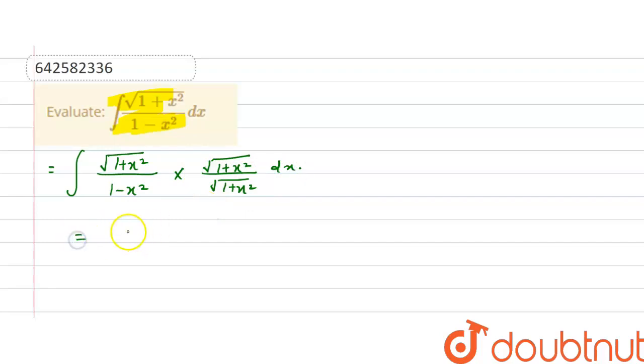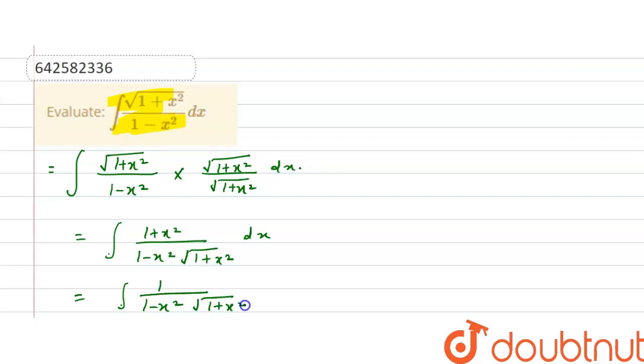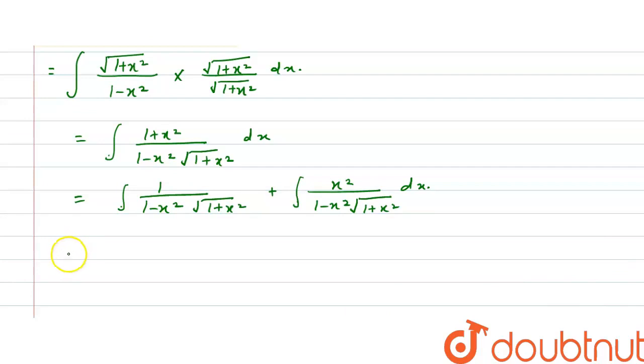Now you will get (1 plus x square) divided by (1 minus x square) and square root of (1 plus x square) dx. Now separately you will get the integration of 1 divided by (1 minus x square) and square root of (1 plus x square), plus the integration of x square divided by (1 minus x square) and square root of (1 plus x square) dx.